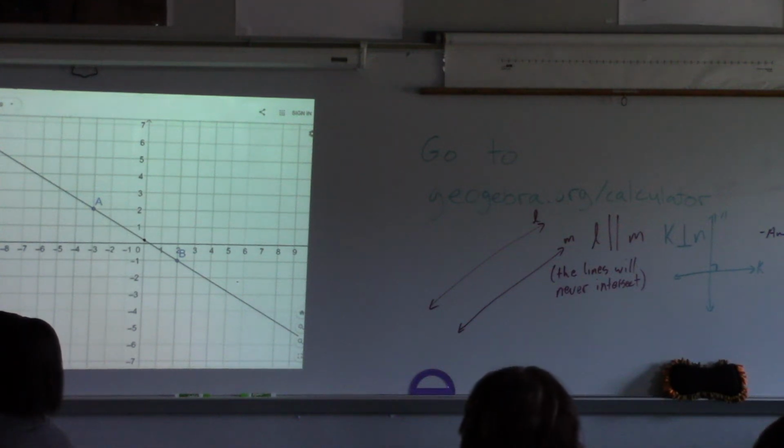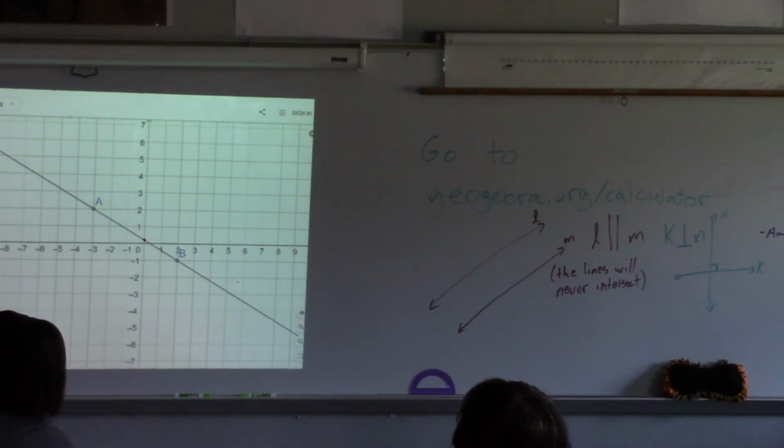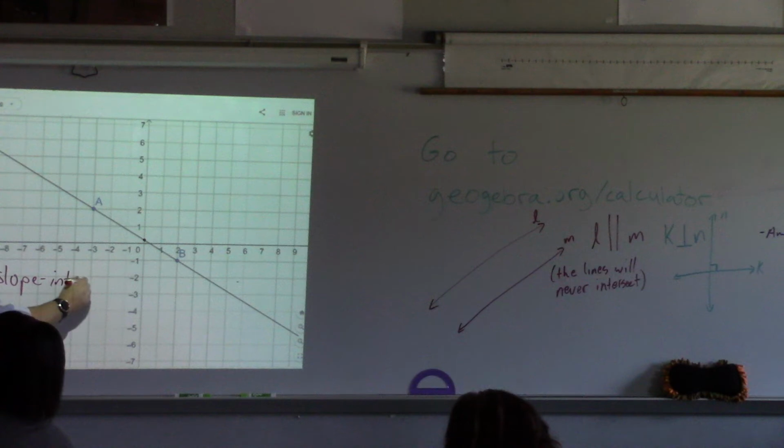So, this is the slope. And this is the what again? Y-intercept. So the name for this is the slope, y-intercept form of a line. Okay?